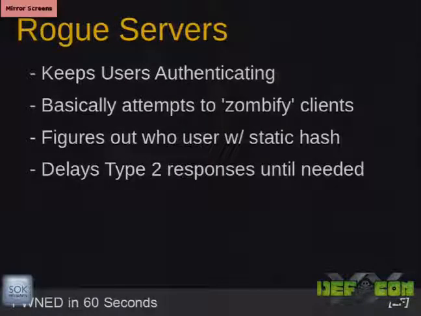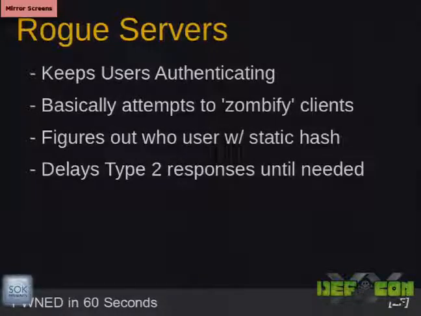So first off, these rogue servers. We want to get people authenticating to us, and we'll talk about how we're going to get them in a second, but we have to have them authenticate to something, right? So the first thing is we need to keep these users authenticating. A lot of the existing tools will disconnect after the first successful authentication. So what this tool, ZackAttack, finally does is it keeps them authenticating as much as possible. Now in Windows land for SMB, I think that's about 30 times before the connection terminates. So we need to figure out who this user is too when we're keeping them authenticating.